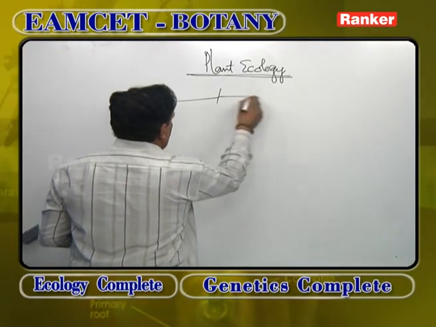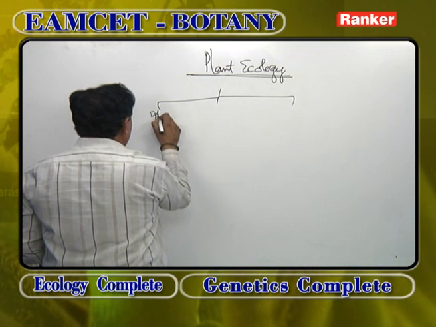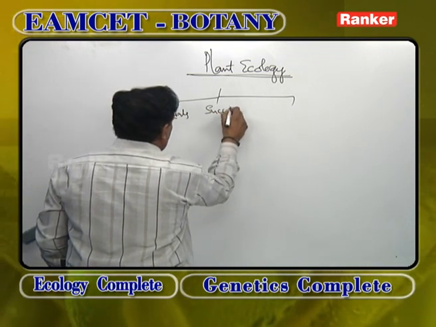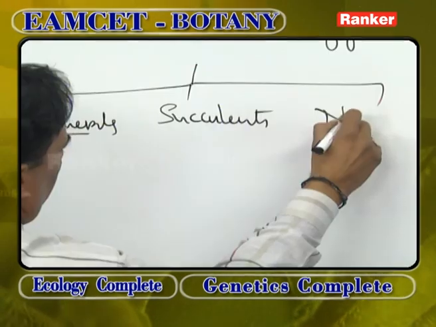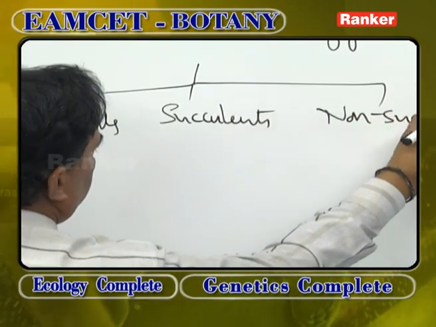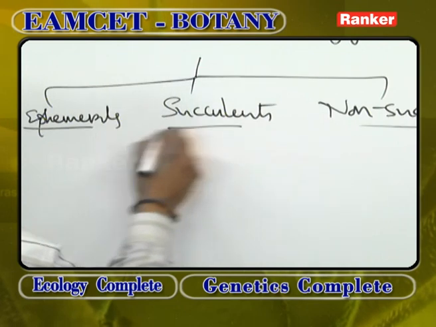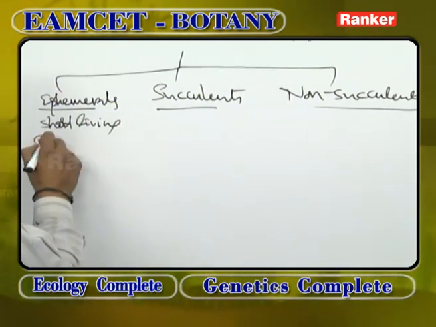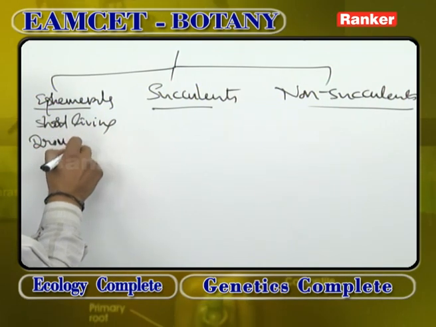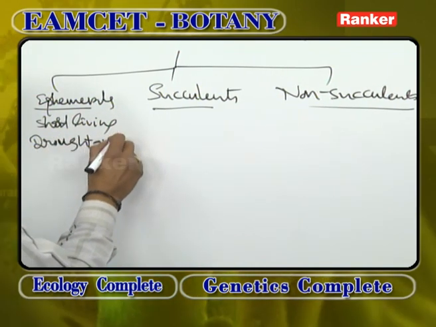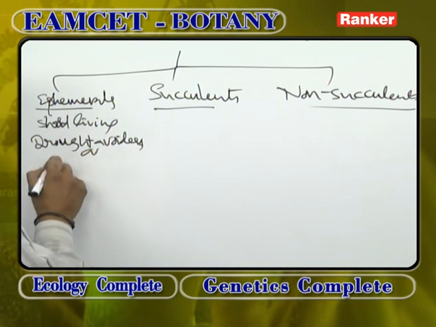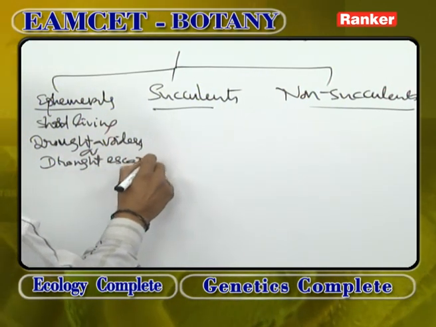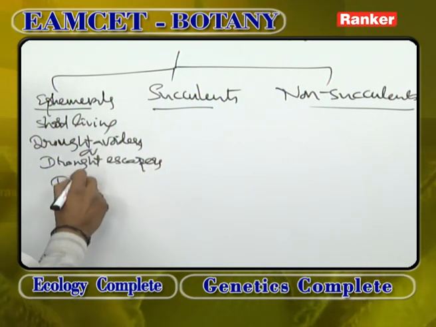Xerophytes are divided into 3 categories: one is ephemerals, the other succulents, and non-succulents. Ephemerals are short living. These are also called drought avoiders or drought escapers. For this, the example Tribulus comes.